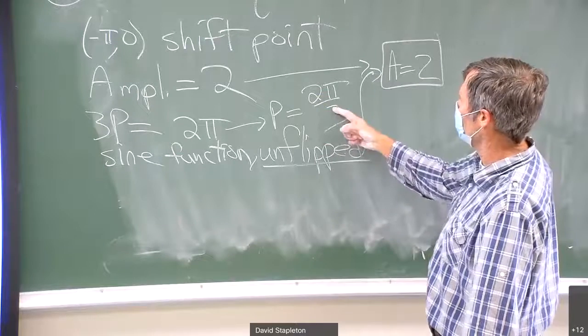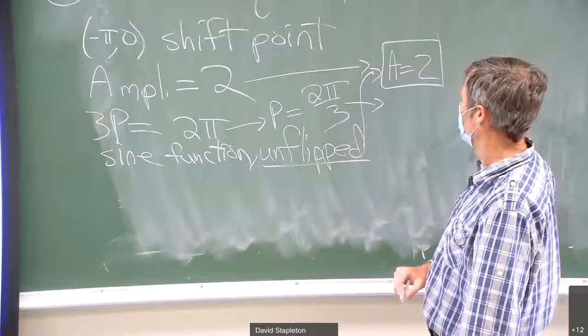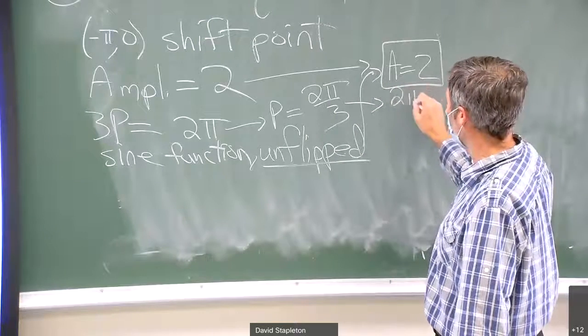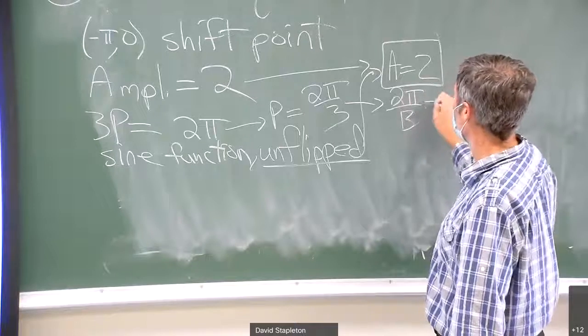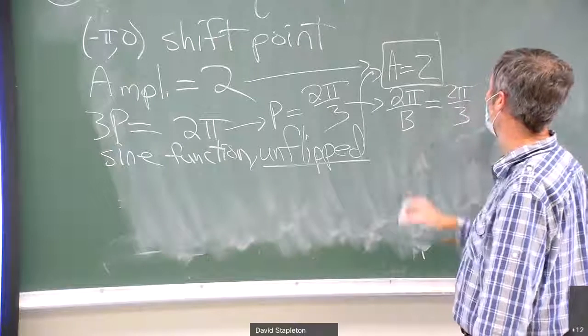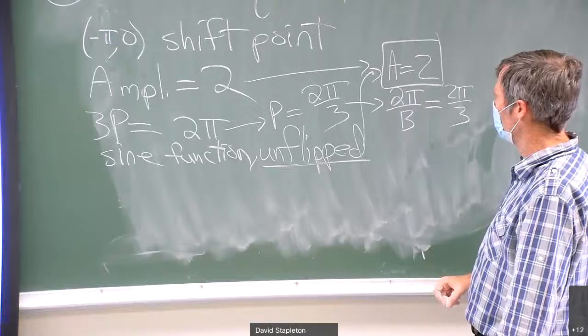Now, the period is 2 pi over 3. What does that tell you? Well, we know the period is 2 pi over B since it's a sine wave, right? That tells you 2 pi over 3 is equal to 2 pi over B, right? Professor, how did you get 3 periods equals 2 pi?